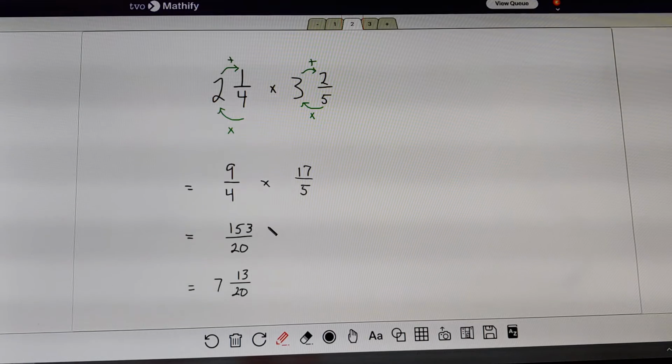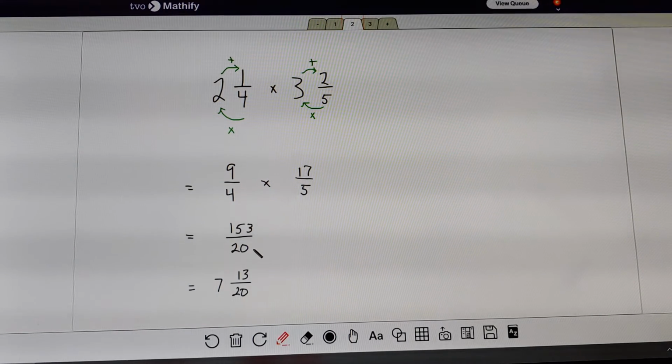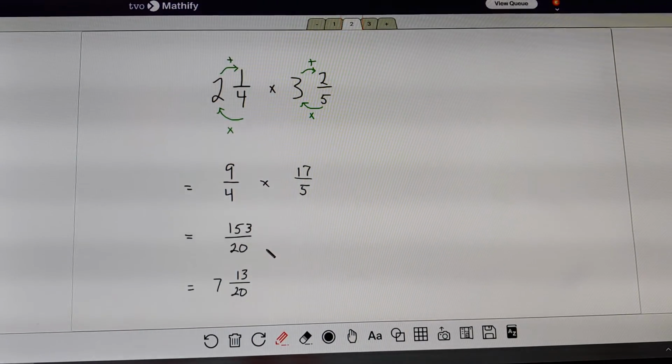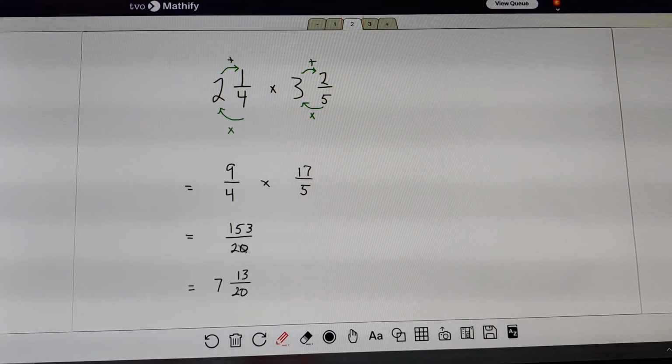9 times 17, running that through the calculator, 153. 4 times 5, running that through the old gray matter, is 20. How many groups of 20 go into 153? Well, you could use your calculator, or let's estimate. 2 groups of 20 would be 40, and then we can just keep going. Times 3 would be 60.